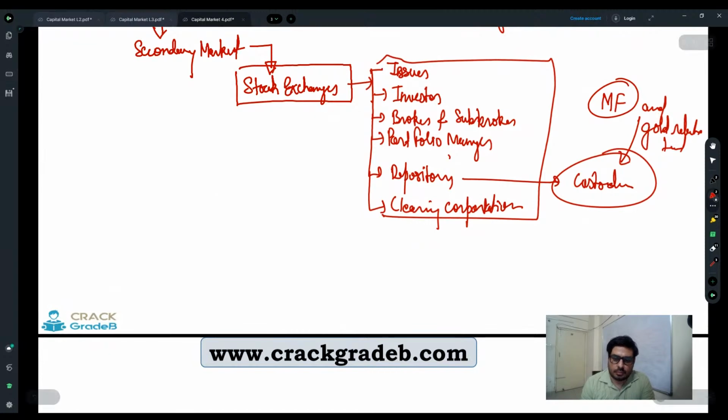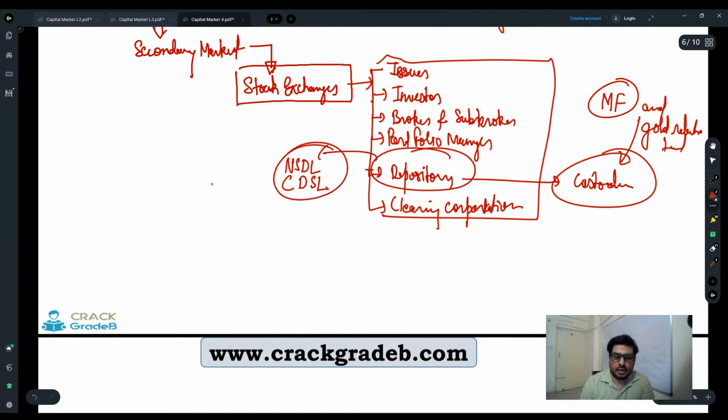Because of the electronic form, most of the electronic form of the security is held with depositories. We have two depositories. One is NSDL, and second is Central Depository Services Limited, CDSL. We have two depositories at present. One works through Bombay Stock Exchange and the other is associated with National Stock Exchange.